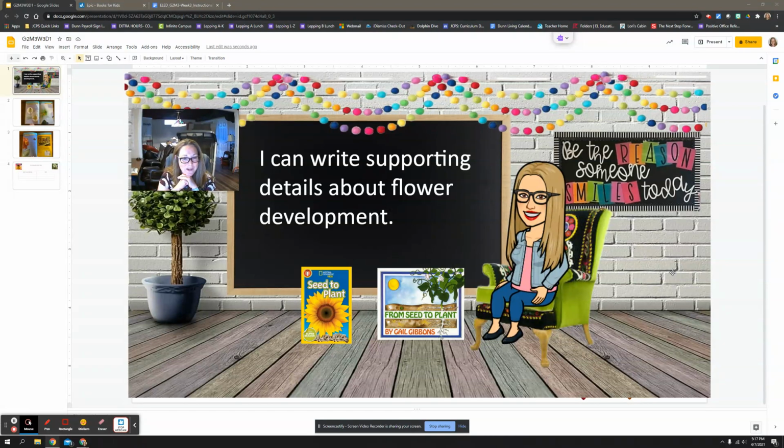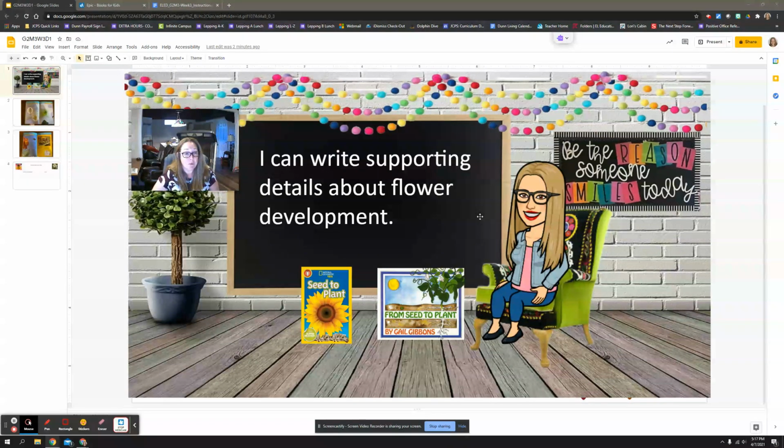Friends, we are back doing some science, and I got us a new book. So we've been reading this National Geographic Kids Seed to Plant, and I got us another book on the same topic called From Seed to Plant by Gail Gibbons. And this one's on EPIC, so you're going to have access to this book and get to read it all by yourself.